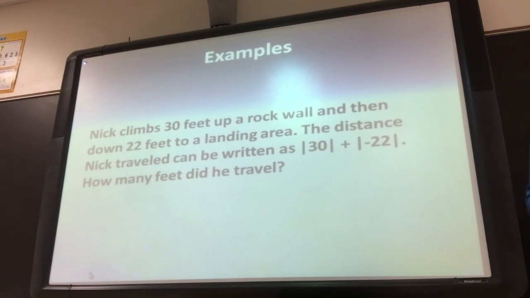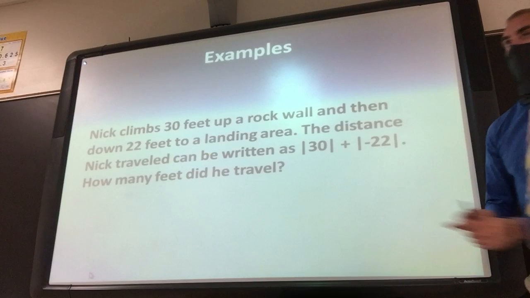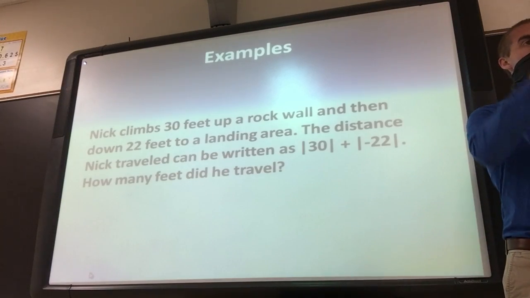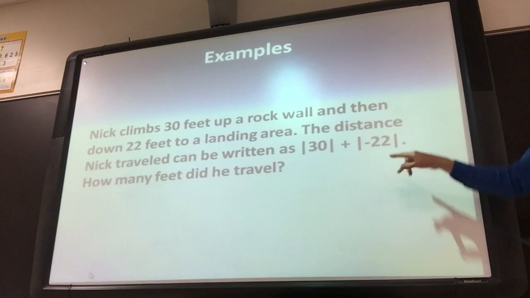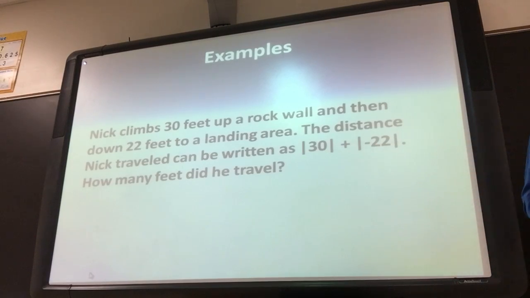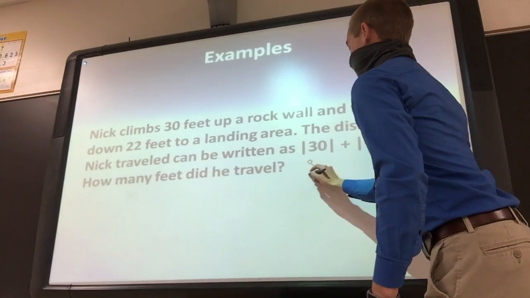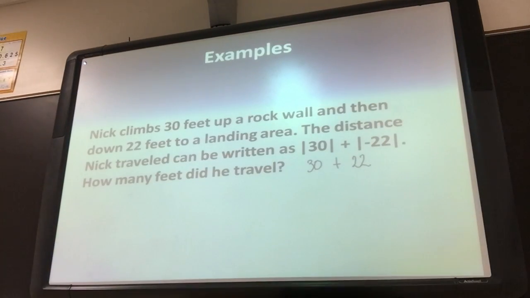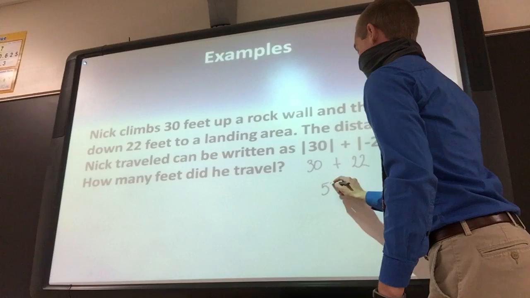Make it a positive 22, and that's why they have the absolute value there. So they're saying it's represented by negative 22 because you're going down, but if we put absolute value bars around it, that becomes 30 plus positive 22, and 30 plus 22 would be 52 feet.